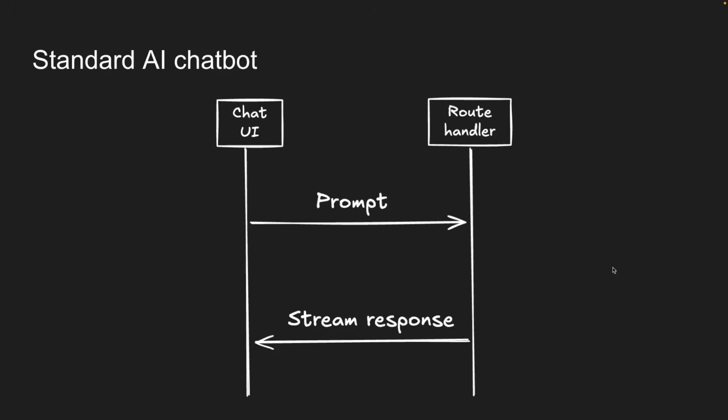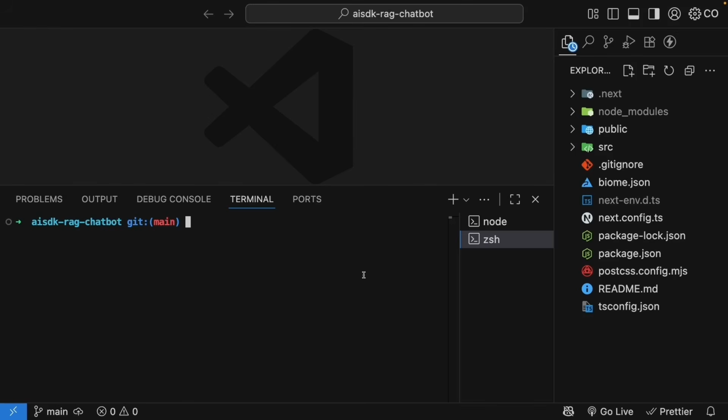Now that we have our Next.js app set up, let's build a standard AI chatbot. The user will enter a prompt. We will send it to a route handler that interfaces with OpenAI and stream the response back to the UI. Back in VS Code, let's install the AI SDK packages we need. npm install ai @ai-sdk/openai @ai-sdk/react and zod.